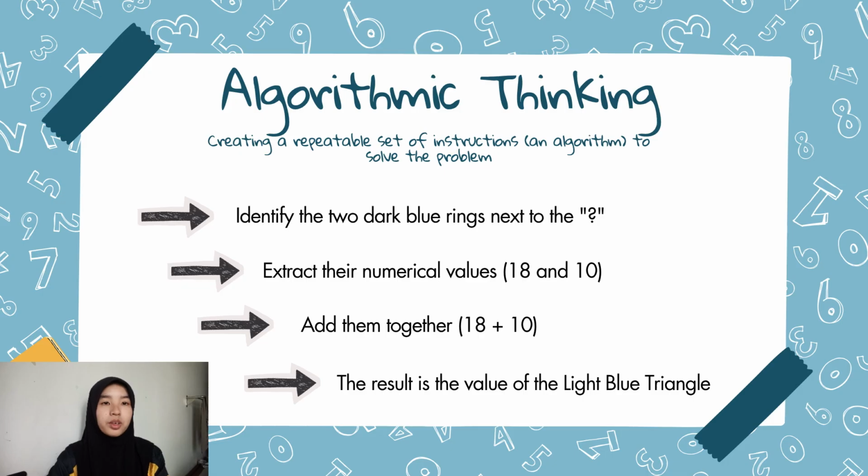Now we move to one of the most important computational thinking components, which is algorithmic thinking. We'll be creating a repeatable set of instructions, or an algorithm, to solve the problem. The first step is to identify the two dark blue rings next to the question mark. Then we extract their numerical values, which are 18 and 10. Then we add them together, 18 plus 10. The result is the value of the light blue triangle, which is 28.